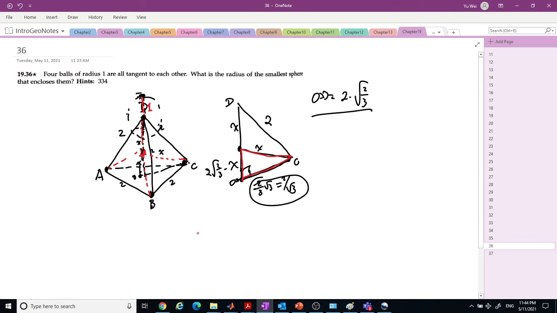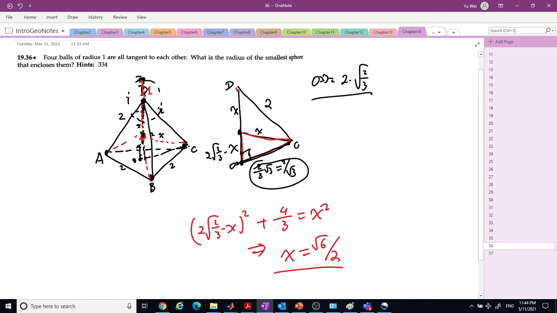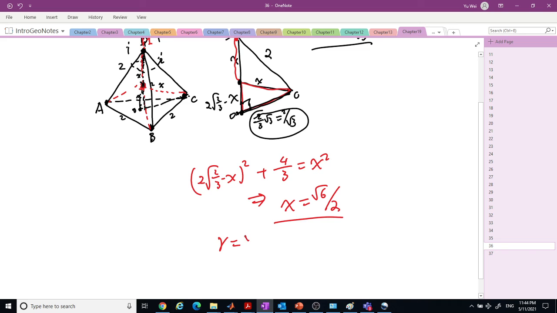So this Pythagorean tells us the 2 root 3 minus X squared plus the 4 over 3 equals X squared. So by solving this equation, we know x equals root 6 over 2, right? So if we know the x, that's this, then we add another one. So this is the radius. Okay.